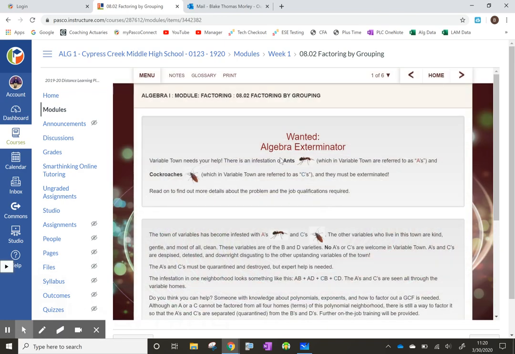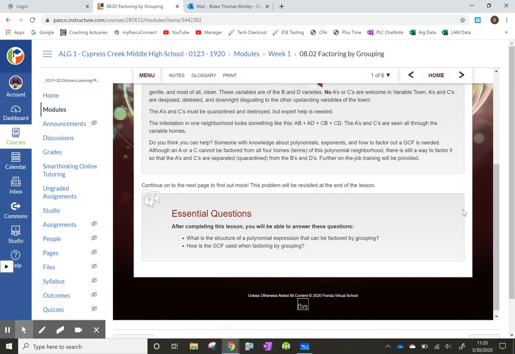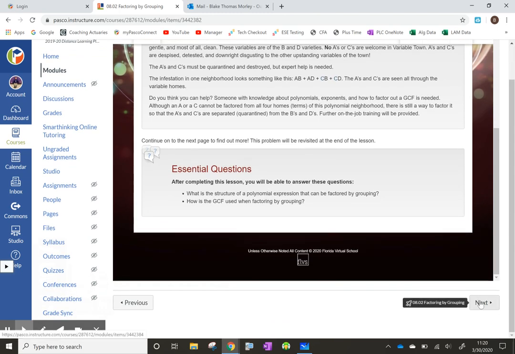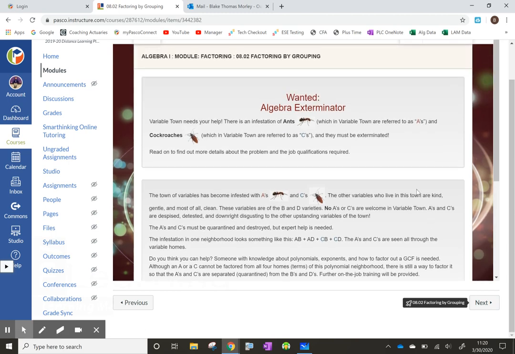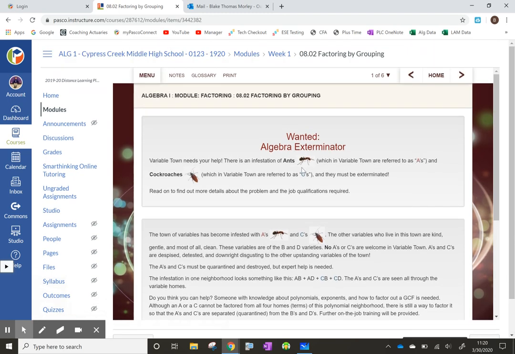So remember to click through these. We are going to go through the buttons on the top right here. When I hit the next button at the bottom, that means I'm ready to take the quiz. So we're not going to hit that until we've clicked through all these notes first.